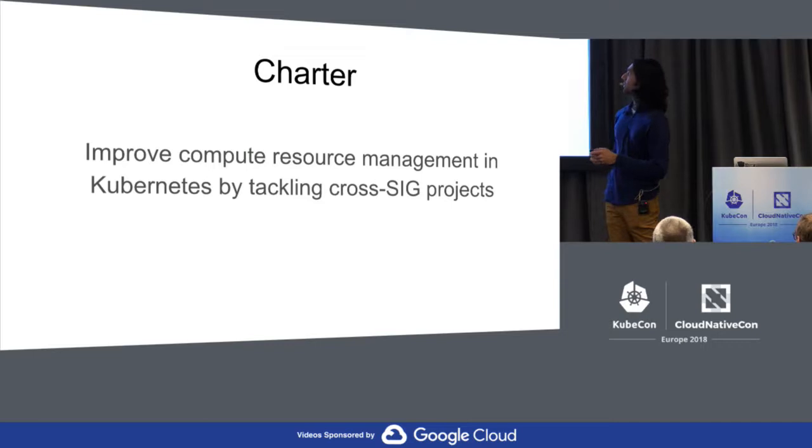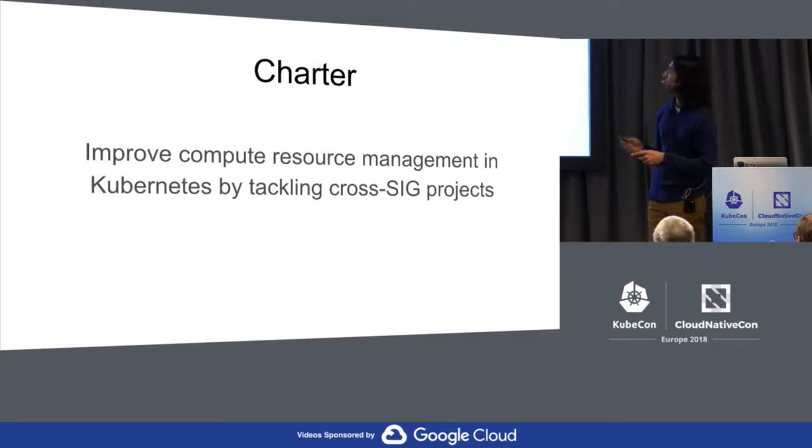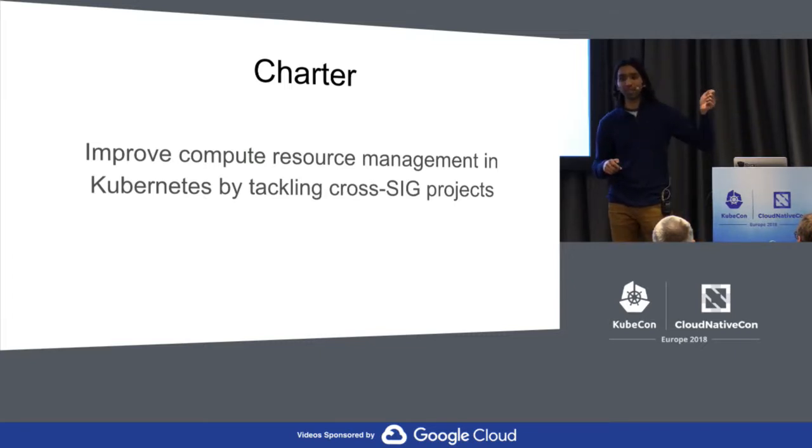So that's how the working group was formed, and we're currently spending most of our energy tackling compute resource related topics across the system, across scheduling, monitoring, nodes, and even the API machinery and so on. How do we get the whole system to behave really well?